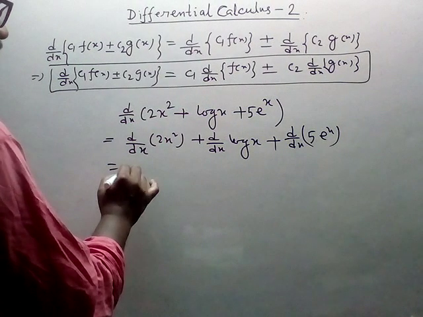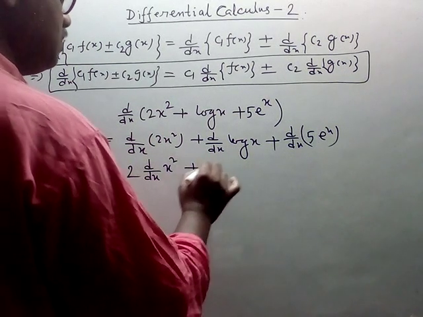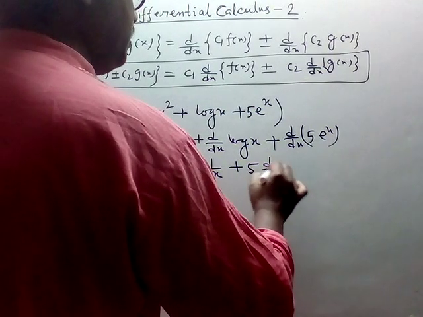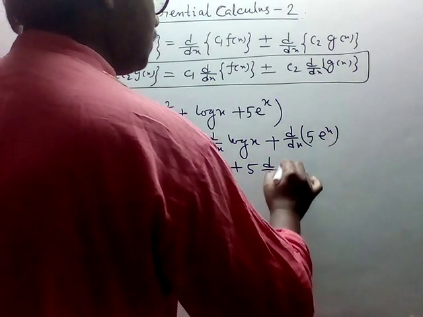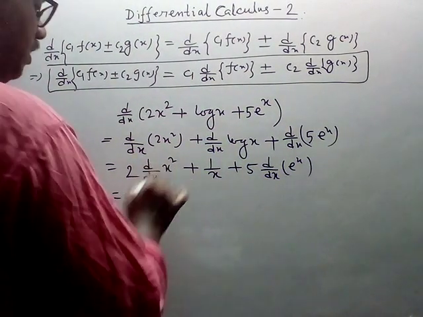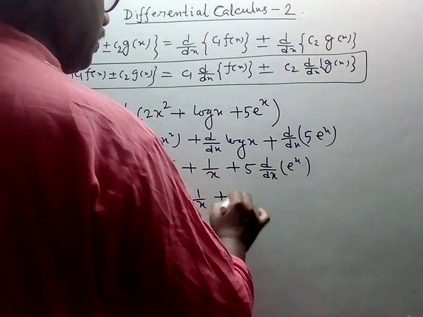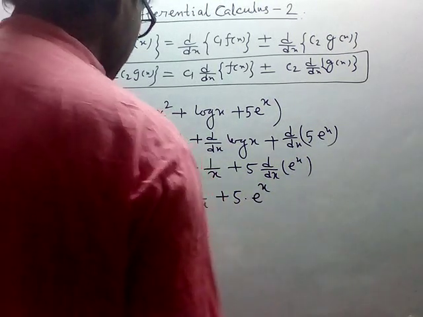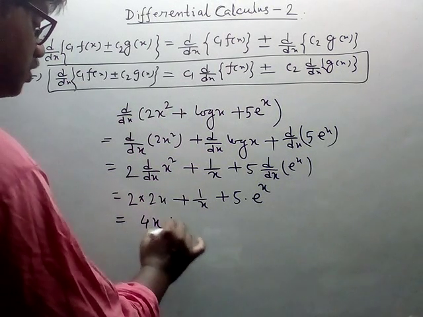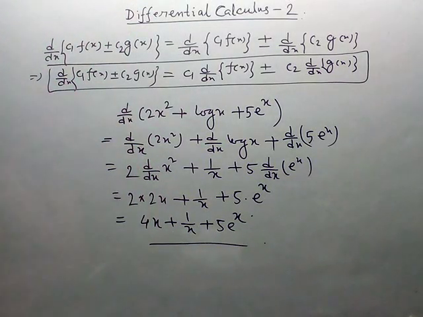The constant can be taken outside: 2 d/dx of x square plus d/dx of log x, which is 1 by x, plus 5, a constant, taken outside, d/dx of e power x. The derivative of 2x square is 4x, plus 1 by x, plus 5 times the derivative of e power x, which is e power x. I gave this formula in the last class. Then this equals 4x plus 1 by x plus 5e power x. This is the derivative.